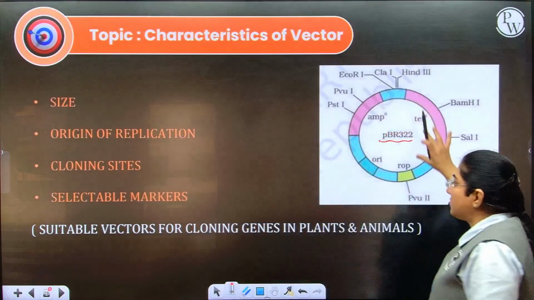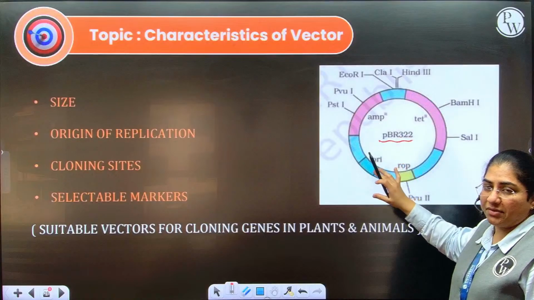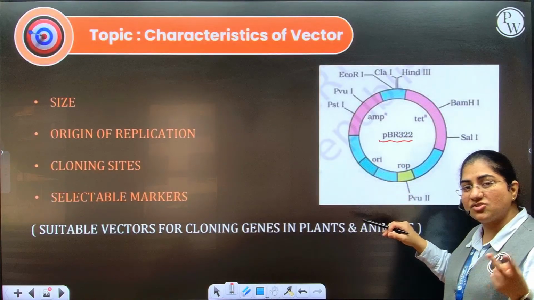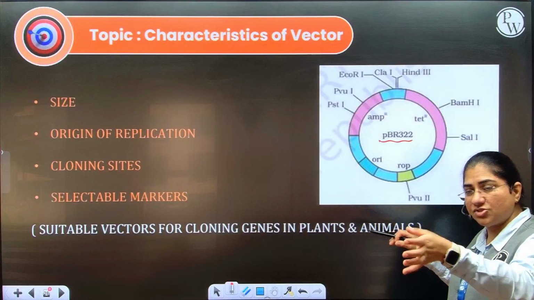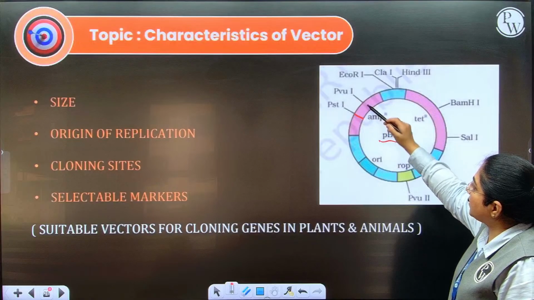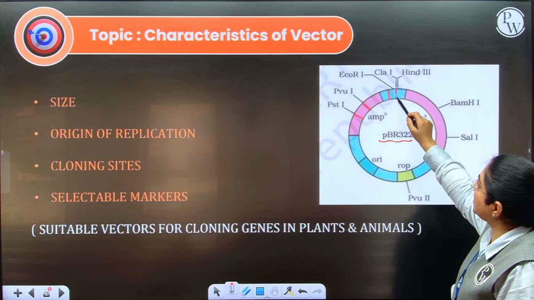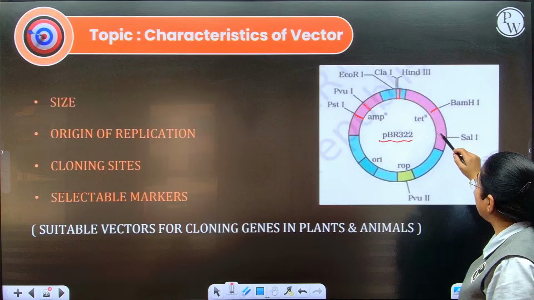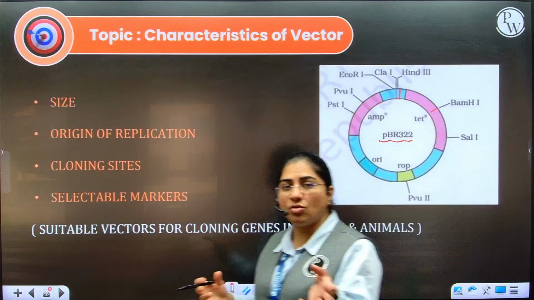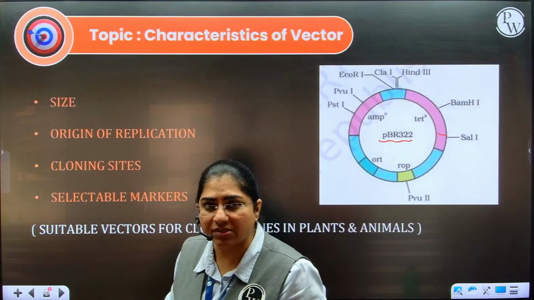Also it has to depend upon the size of the vector. The size of the vector is dependent upon the size of the host and the size of the gene of interest, basically. It should also have cloning sites. Cloning sites are basically special recognition sequences that you can see here, which are for specific RE. Every RE has its own specific recognition sequence.